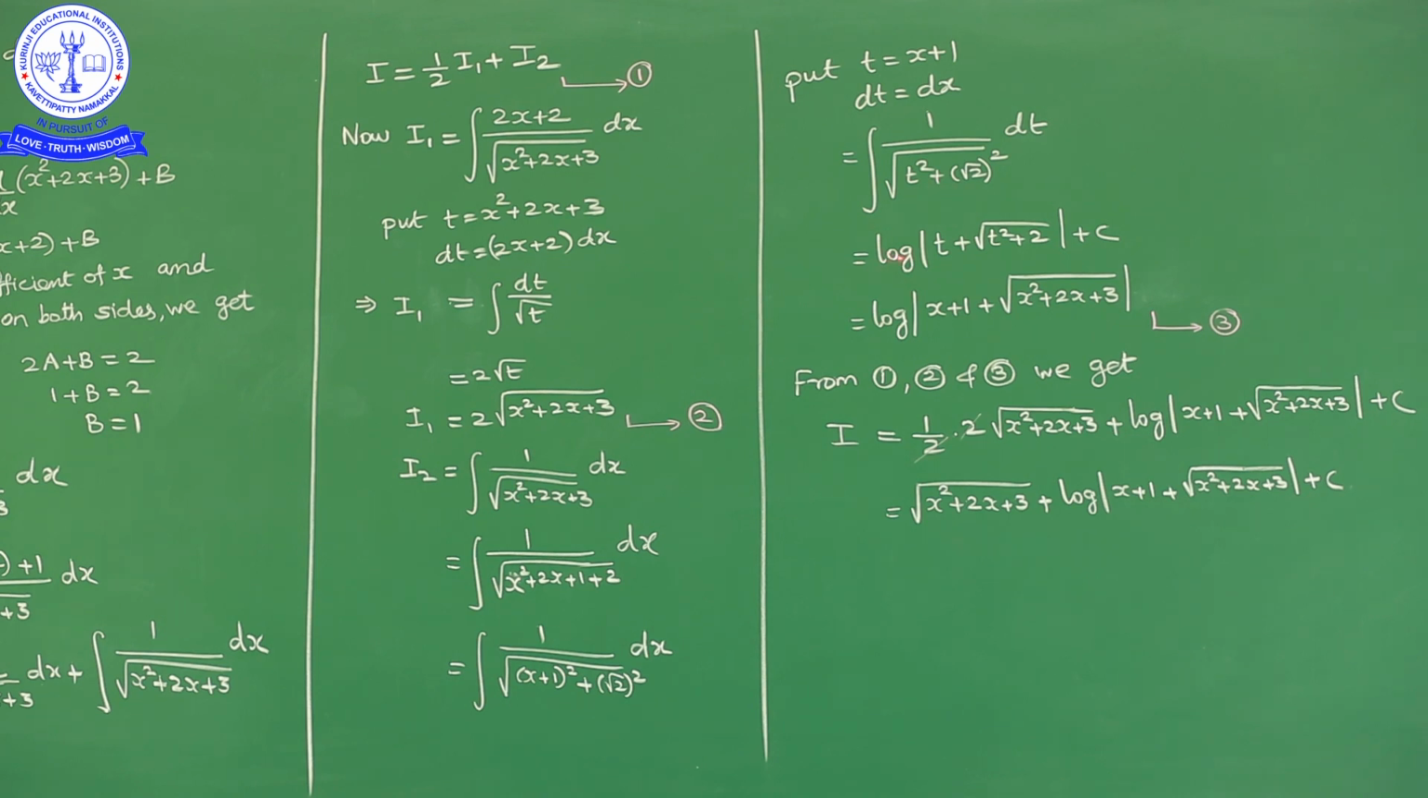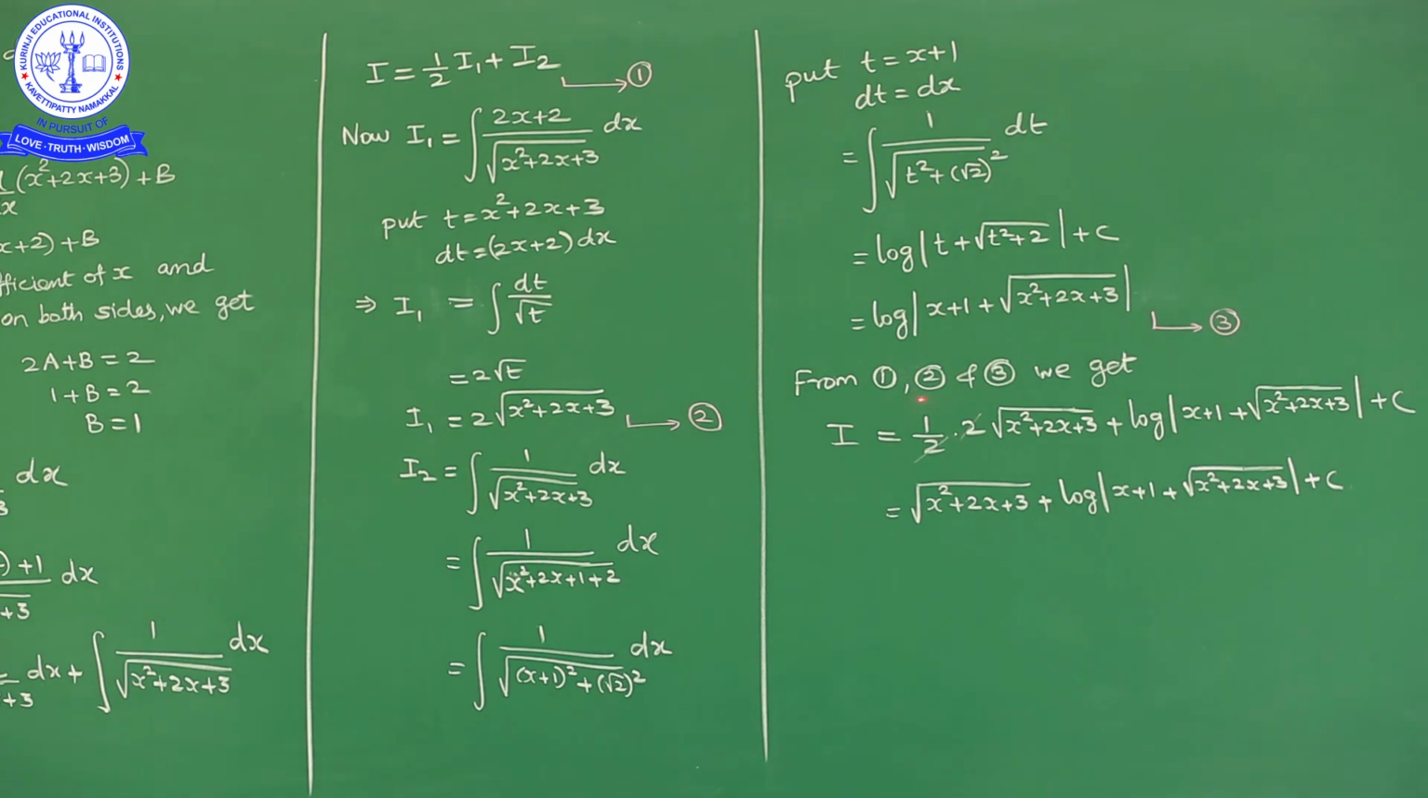This is a standard formula, that is log mod t plus square root of t square plus 2. So log mod, what is t? t is x plus 1. So log mod x plus 1 plus square root of, t square plus 2 is nothing but x square plus 2x plus 3 only. So x square plus 2x plus 3. Mark this one as 3.